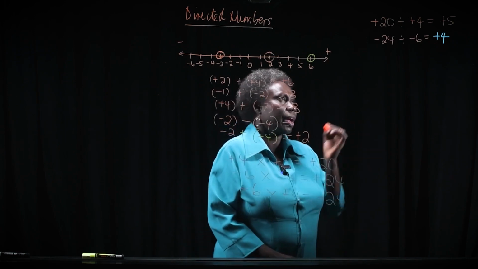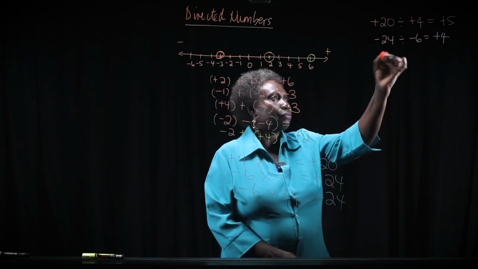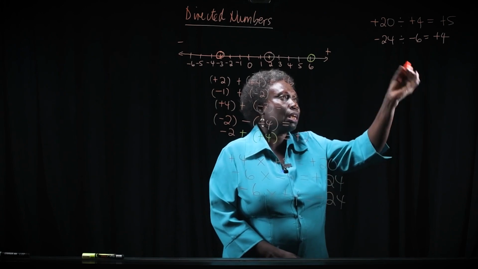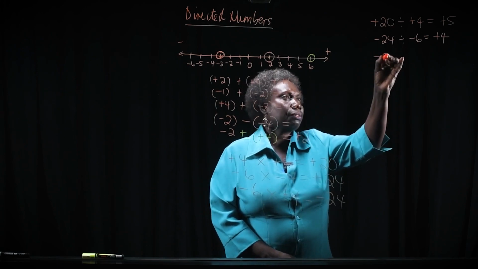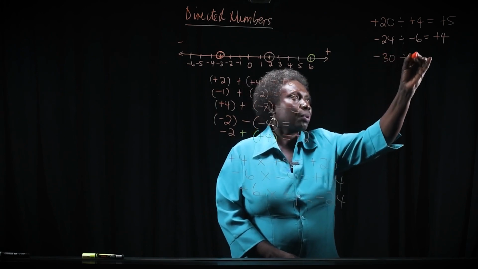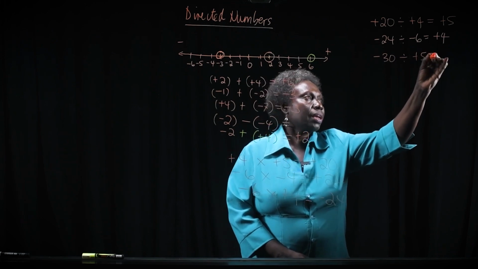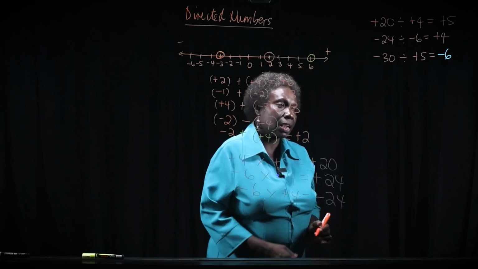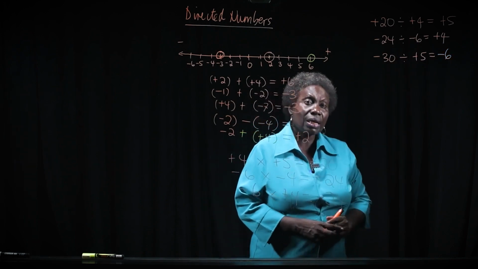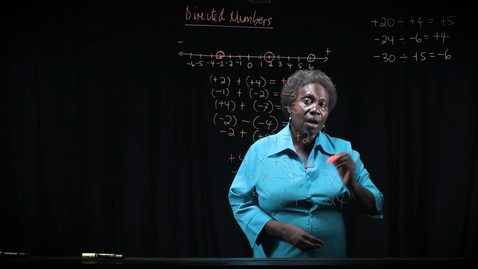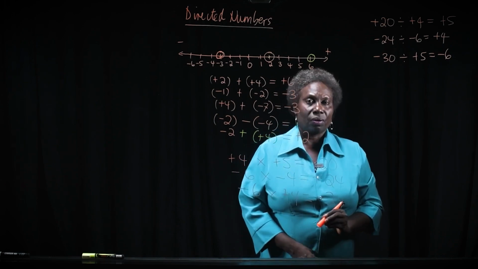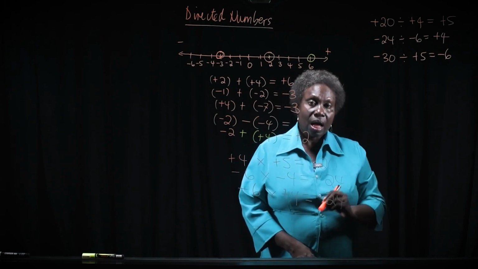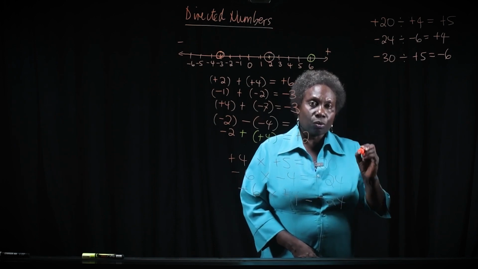Now, if I am dividing directed numbers with different signs, the answer will always be negative. -30 divided by +5, my answer will be -6. For multiplication and division, the only thing that we have to remember is our timetable. Okay? Our timetable, and we remember the rules.